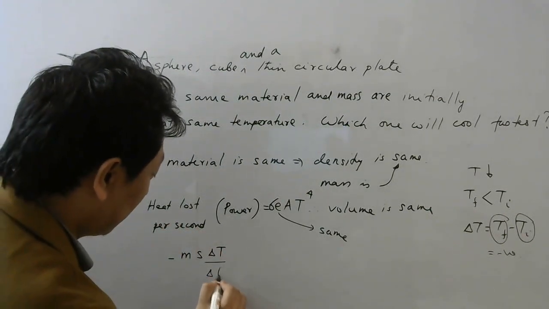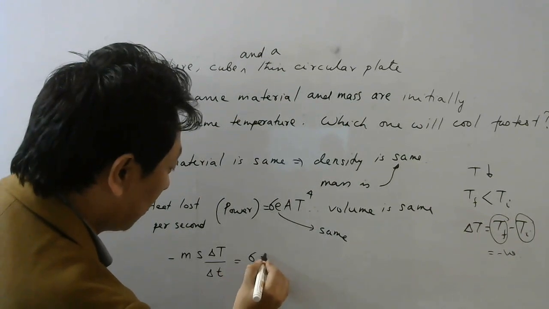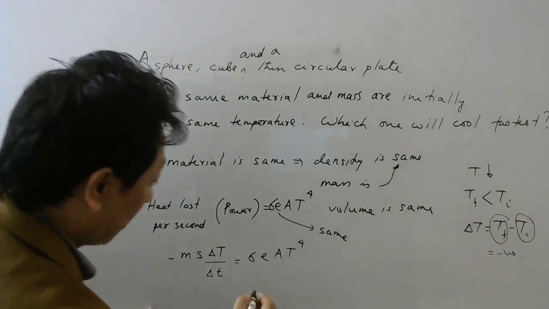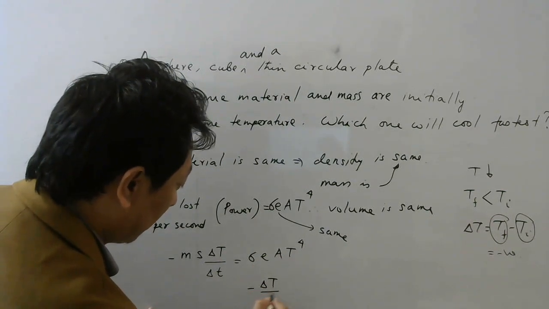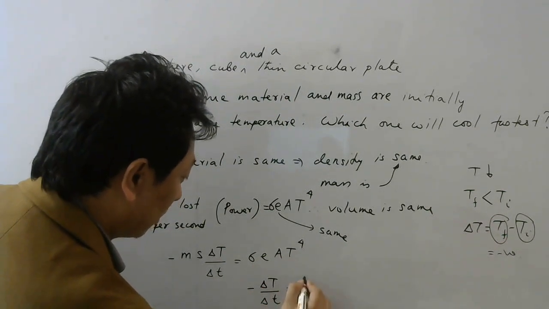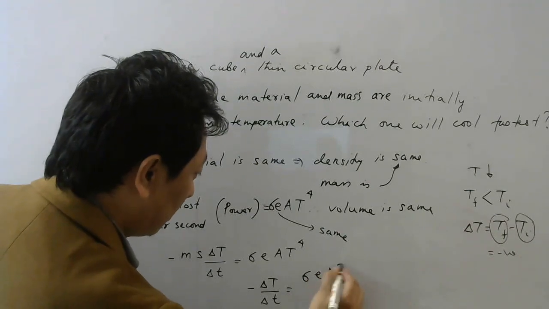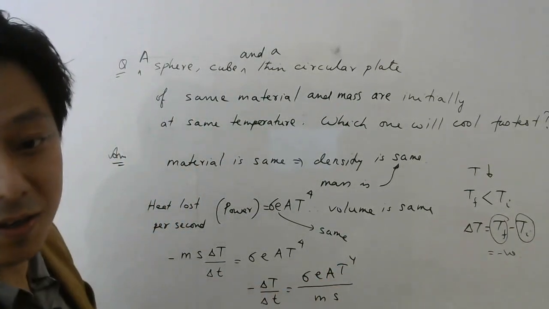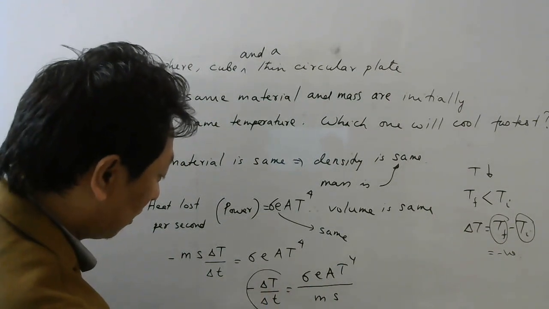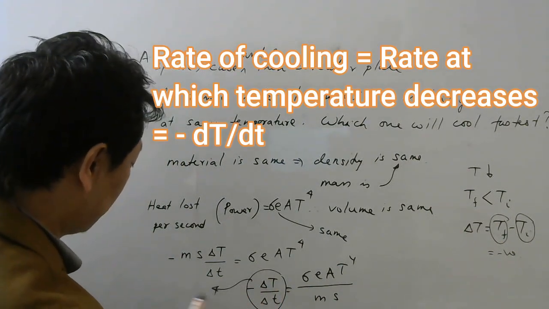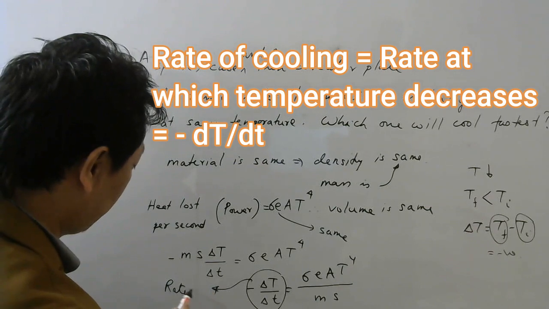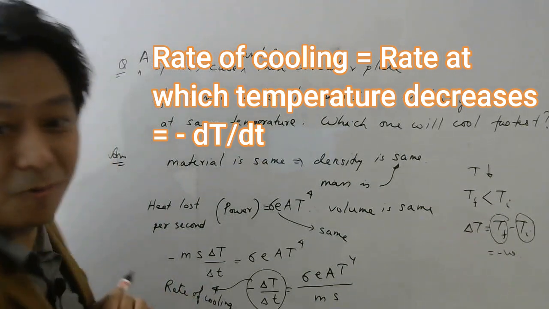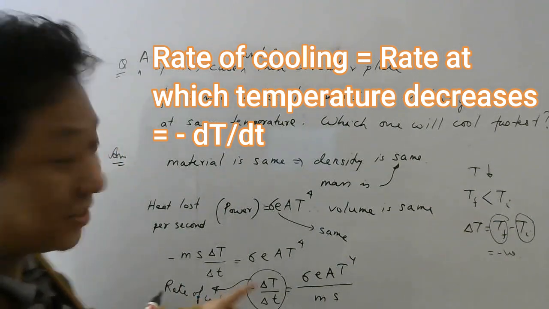Let us write delta T. So equal to sigma EA T power 4. Now, if I write this as minus delta T by delta t equal to sigma EA T power 4 divided by mass into specific heat. Now, this is nothing but your rate of cooling. So this is your rate of cooling, or I can say average rate of cooling. What rate of cooling? Average, because I wrote delta T.